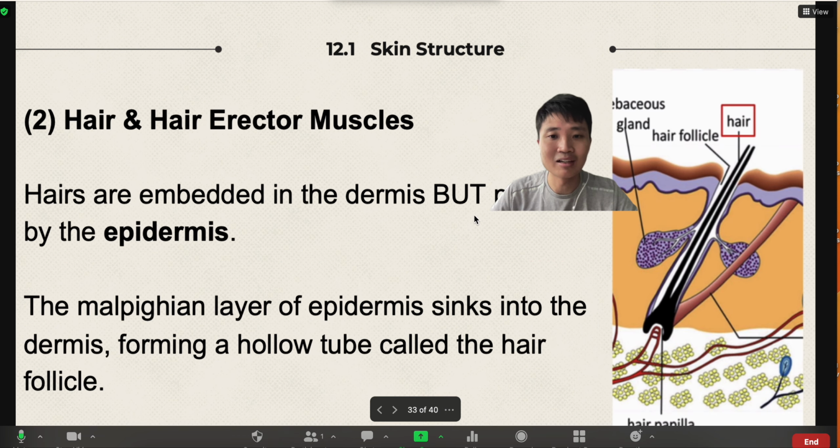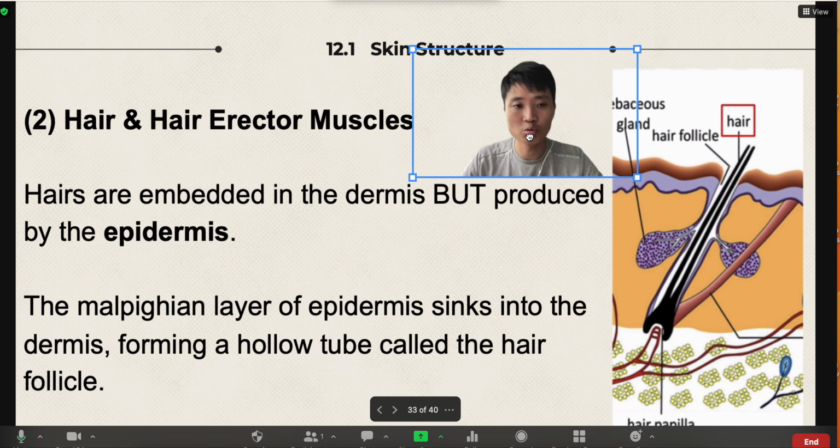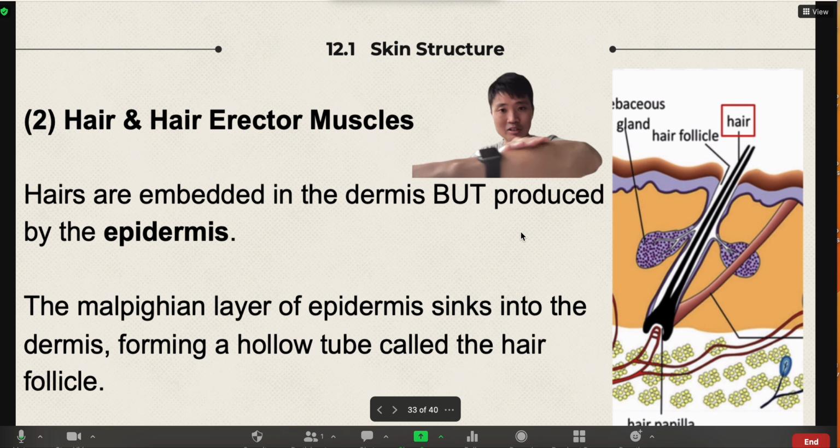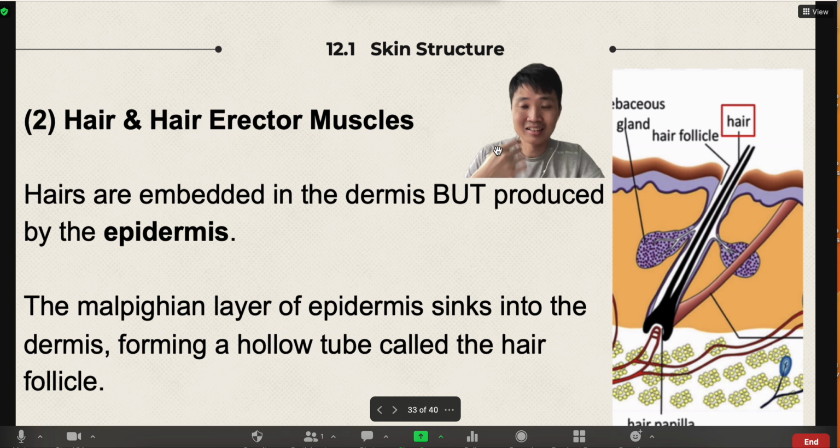Now, number two. In total we have five, and these are 2 out of 5. You have hair. As mammals, we have hair. Hairs are embedded in the dermis, but do you know that they are produced in the epidermis? In the Malpighian layer, the dark purple layer that you see here, it sinks into the dermis, forming a hollow tube called the hair follicle. So the tube here is called the hair follicle.